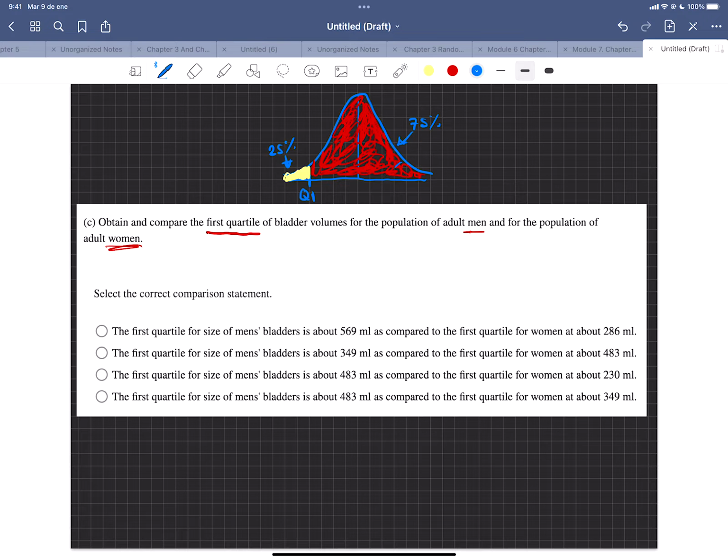And there you have, it is 349.4. Q1 for women. There you have, 349.4. Now Q1 for men.